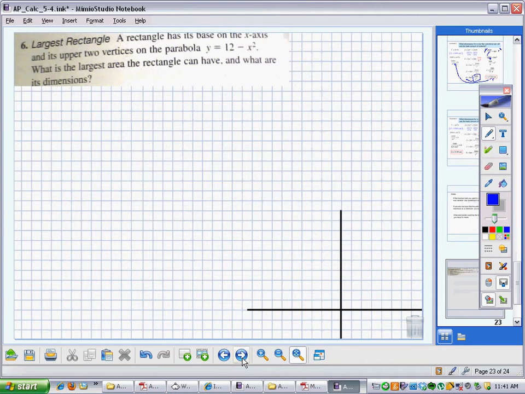Here's some notes. I'll get back to that later. This is number 6 from your book. This is from your book and the old book. It's the same number 6. I was going to clip it and redo it, but I just had it from last year, so I kept it.